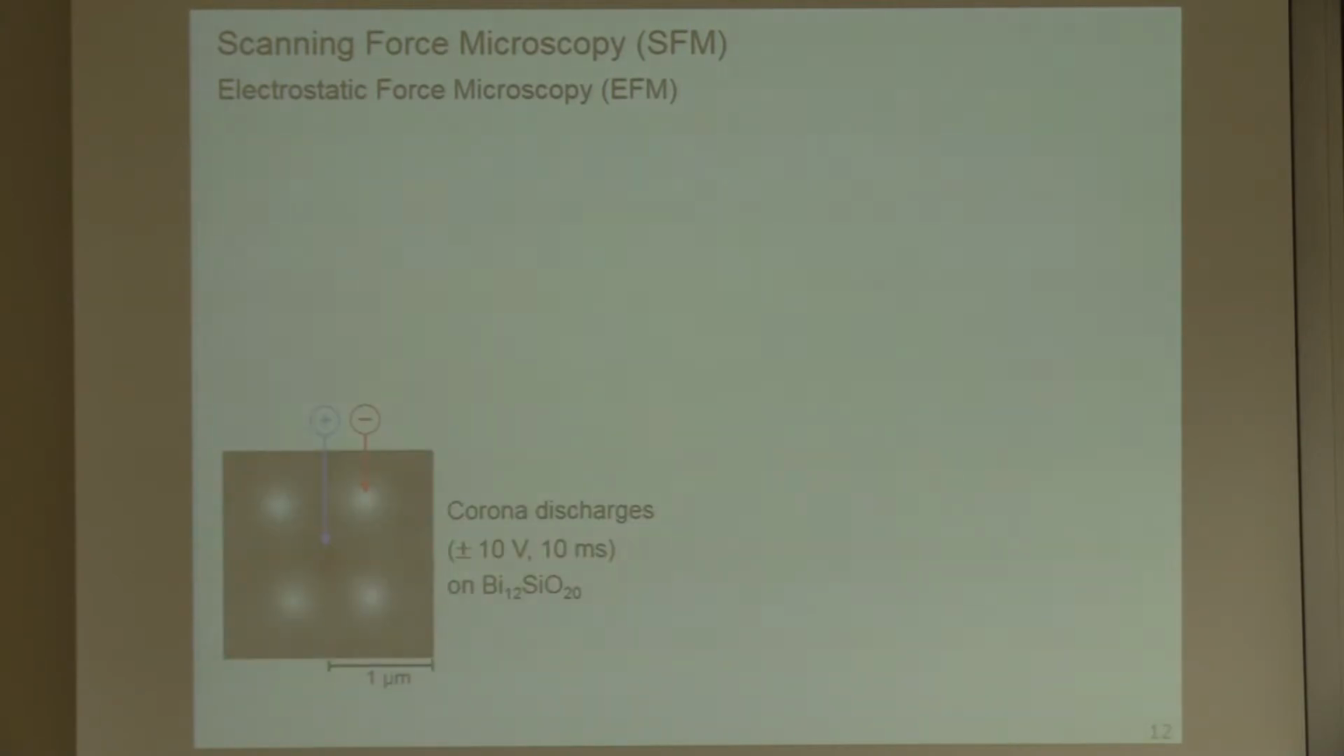So how does this look like? This is just a bismuth silicon oxide crystal. I put a couple of corona discharges here, negative charges, positive charges, and it gives a standard charge image. And the resolution in this image is of the order of 100, maybe, nanometers. You can go down to a few nanometers. It's no problem at all.